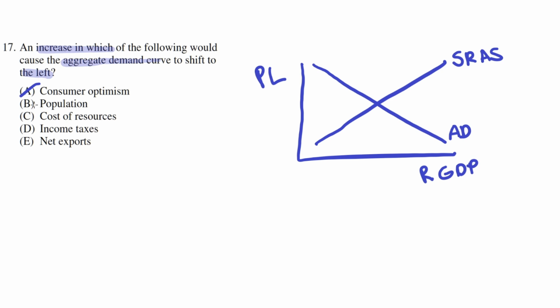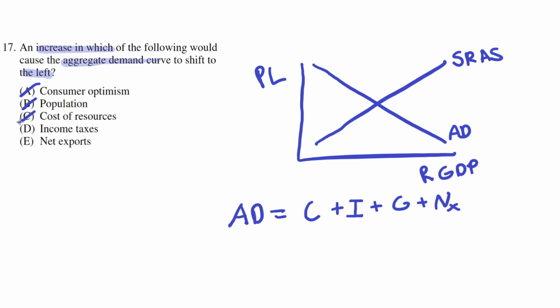demand curve. B, population. This is incorrect because population does not influence the aggregate demand curve. The aggregate demand curve is influenced only by consumption spending, plus investment spending, plus government expenditures, plus net exports. Because population does not fall into any of these categories, we can eliminate option choice B. C, cost of resources. This is incorrect because an increase in the cost of resources would shift the short-run aggregate supply curve, not the aggregate demand curve.